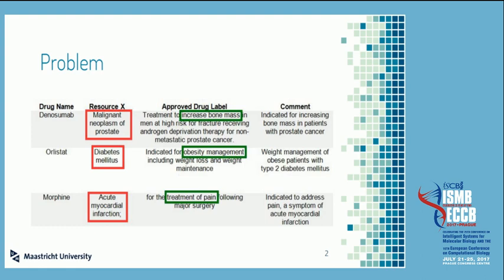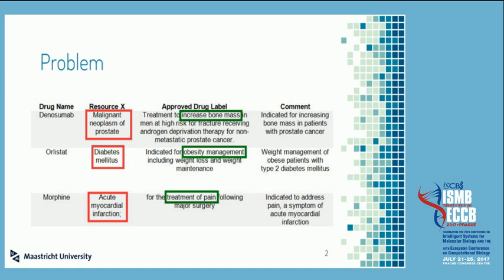So the problem we're addressing is that there's not enough precision and accuracy in many existing drug resources when it comes to describing the therapeutic uses of a drug. This affects, obviously, applications in drug repositioning and other applications in precision medicine. For example, here we have a drug denosumab, which is claimed to treat prostate cancer by a particular resource.